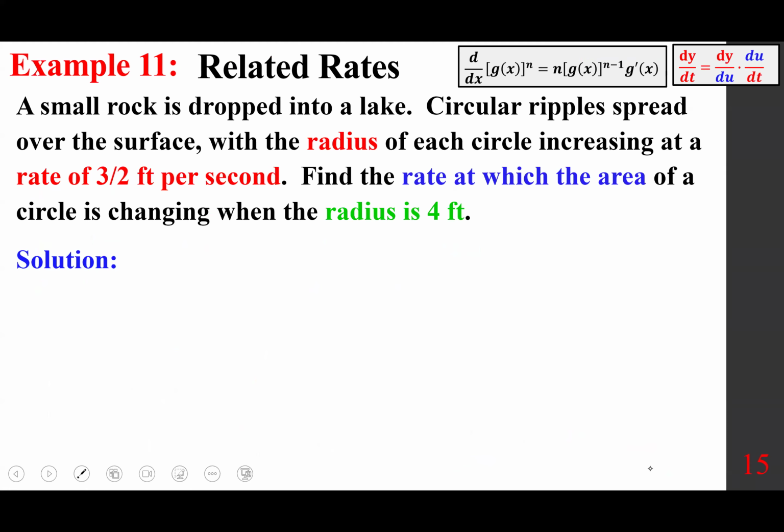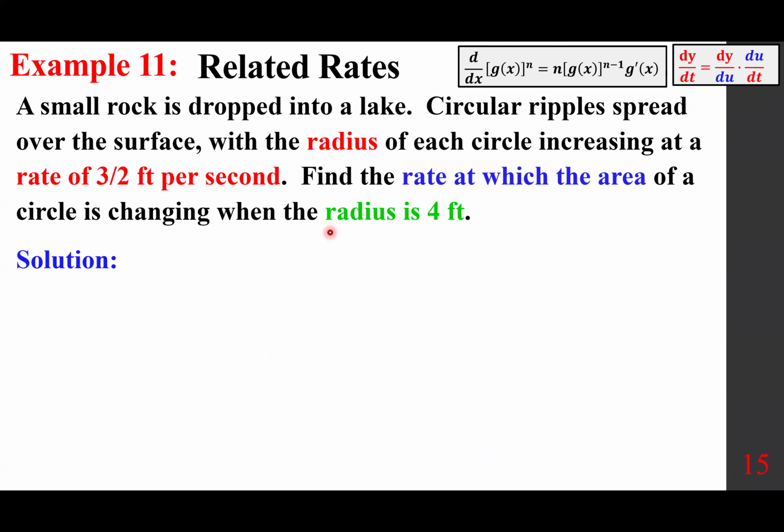All right, let's go to related rates. A small rock is dropped into a lake, circular ripples spread over the surface with the radius of each circle increasing at the rate of 3/2 feet per second. Find the rate at which the area of a circle is changing when the radius is 4 feet. Bear in mind, it's an application problem.